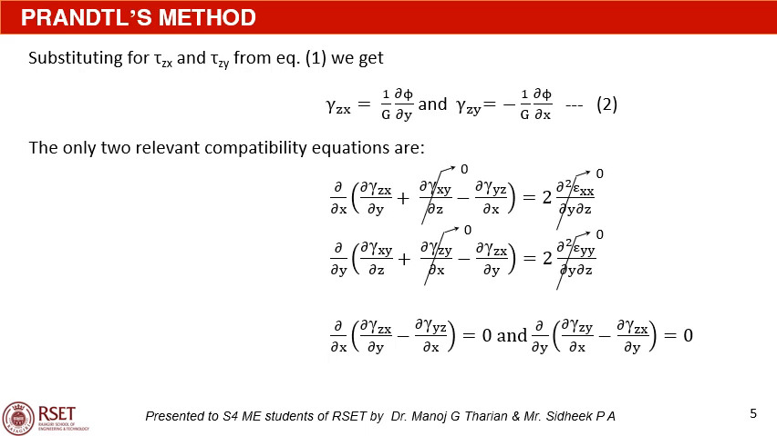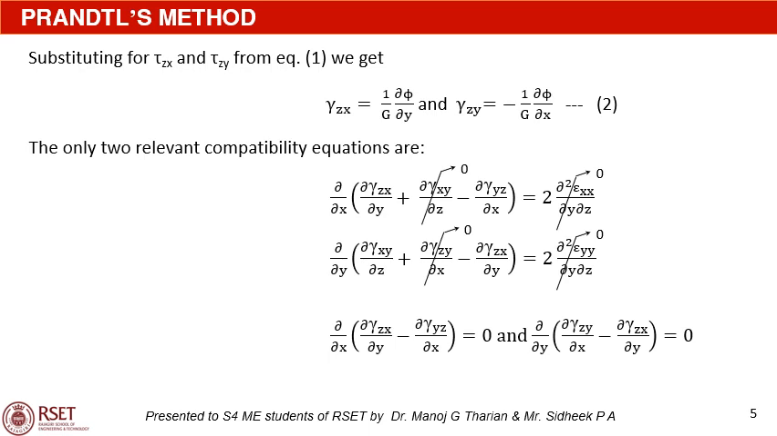Here, dou gamma xy by dou z equal to 0, dou square epsilon xx by dou y dou z equal to 0, dou gamma zy by dou x equal to 0, and dou square epsilon yy by dou y dou z equal to 0.